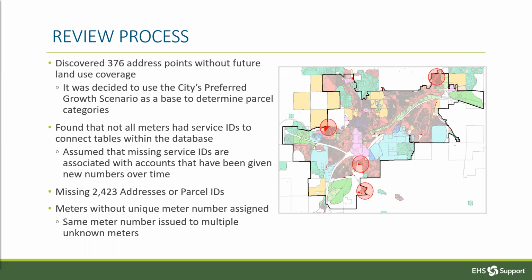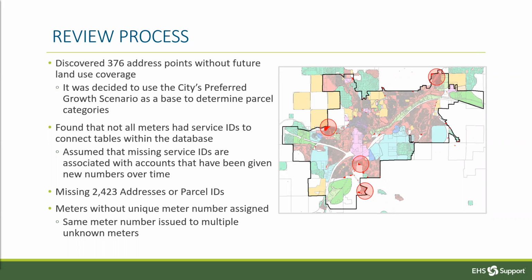After pulling the relevant information, we had found missing service IDs. These service IDs aid in connecting tables within the database. So without them, those data entries would be left out of the data set. We discussed this with the city staff and mutually decided that those missing IDs were associated with accounts that had been issued a new ID number over time, meaning they were defunct accounts, which allowed us to move forward.